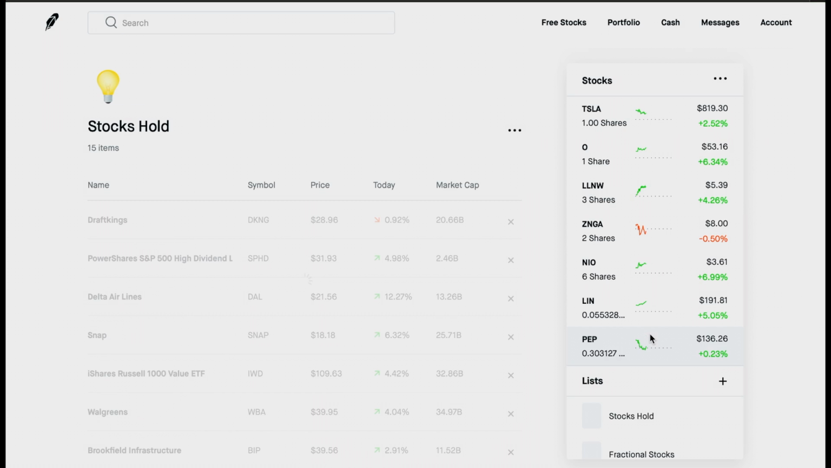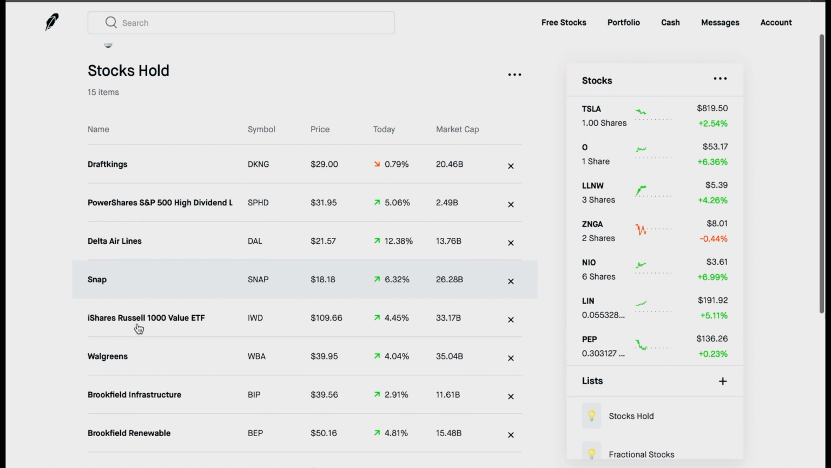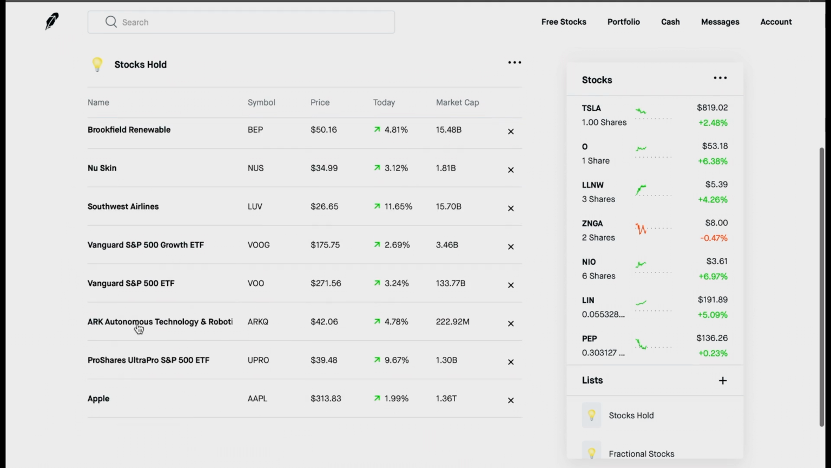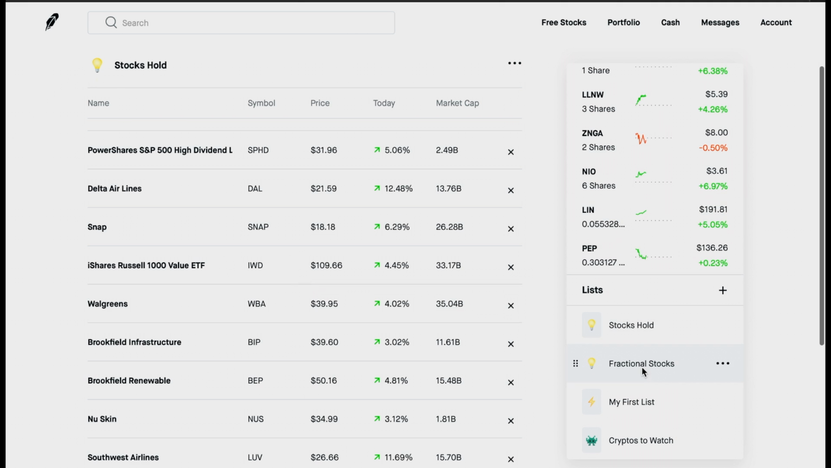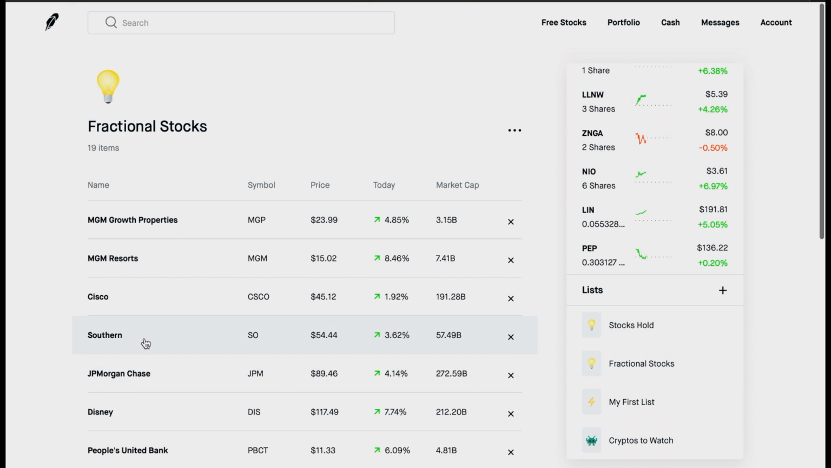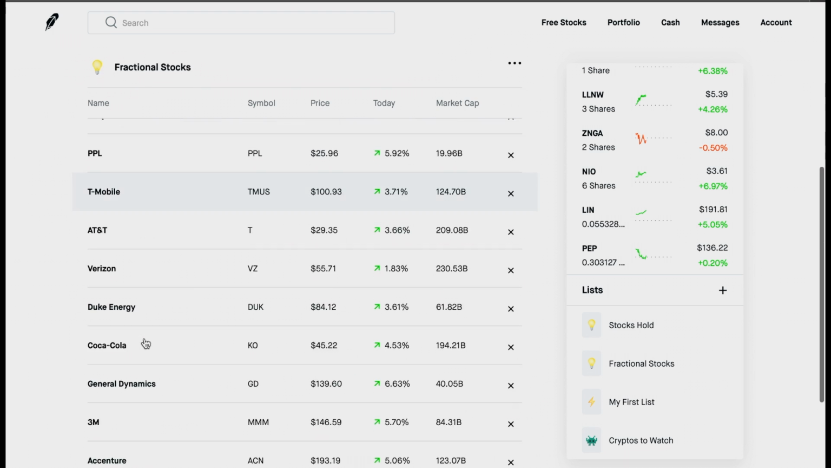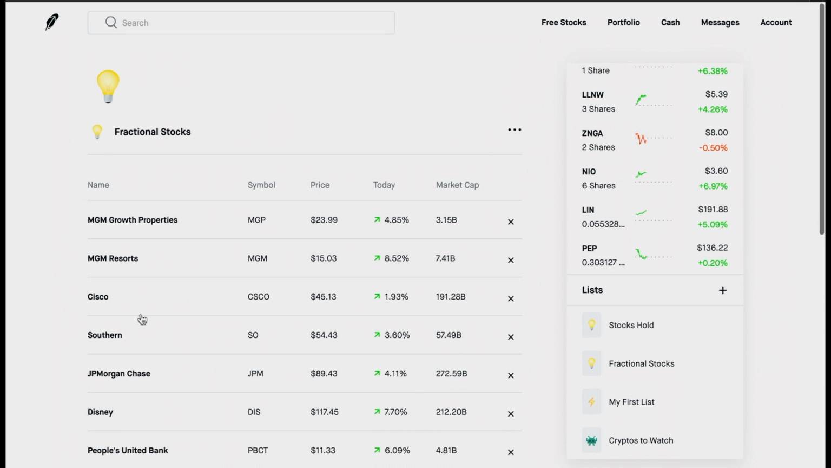Under this list, I have stocks that I hold. These are ones that I have in Robinhood, in Webull, as well. So you can make lists, or these are stocks that I want to look to add in the future for fractional shares when I add more money in. So you can add lists and then jump to any list that you want.